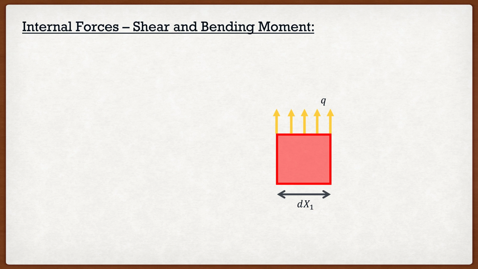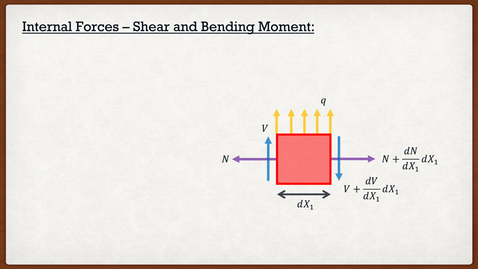Keep in mind that once we cut a beam open, we release those internal forces. So first of all, I'm going to have a normal force. On the left-hand side I have my normal force, and on the right-hand side I have my normal force plus the change in the normal force over the distance dx1. Similarly, I have a shear force on the left-hand side, and on the right-hand side I have my shear force plus the change in the shear force over dx1.